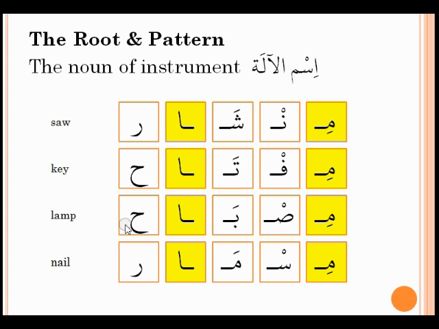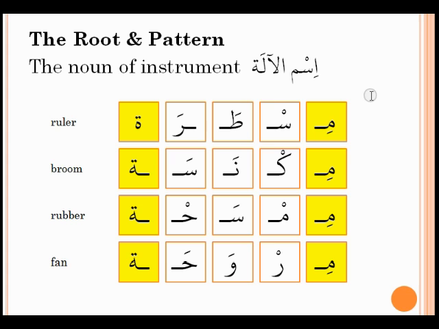Misbah, meaning light, lamp, from the root sabah, which means the morning, light of the morning. So misbah is sort of like the lamp. Mismar is the nail.